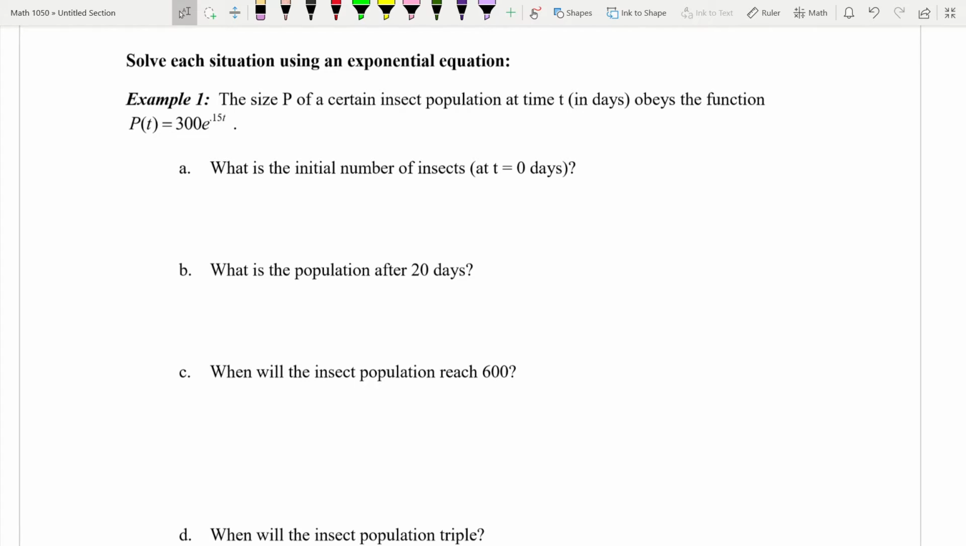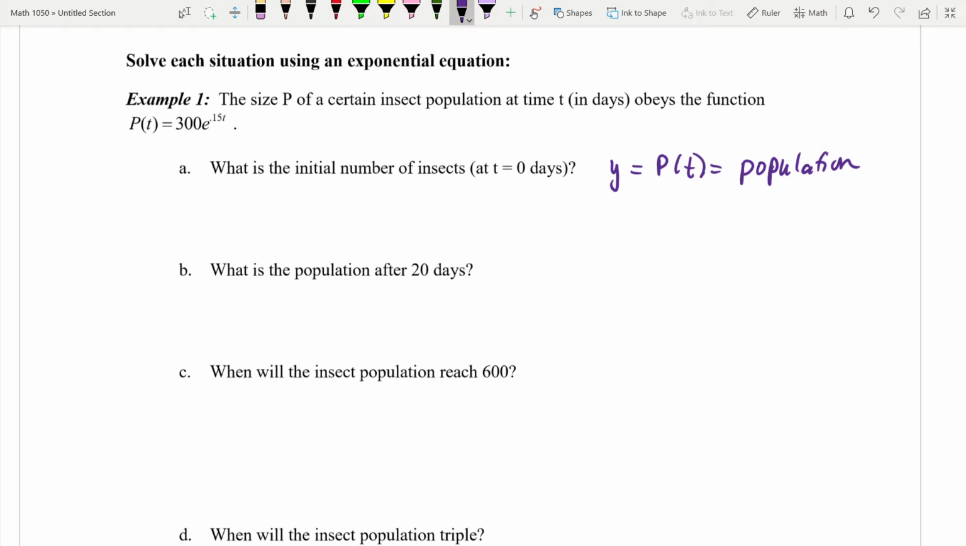Okay, the size P of a certain insect population at time t in days obeys this function. Okay, all that means is it follows the function. So you've got your t, which stands for time, and then everybody just write down that P of t stands for population. And maybe in front of that P of t, call it a y, okay? Because it's solved for P of t, so P of t is y.